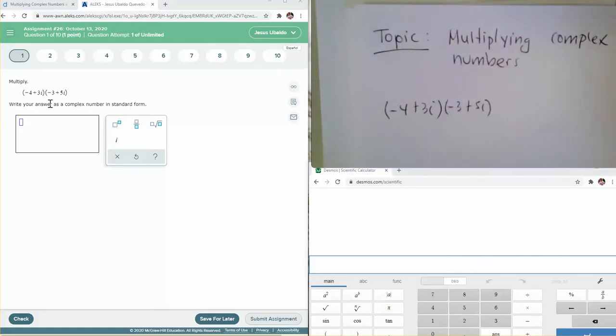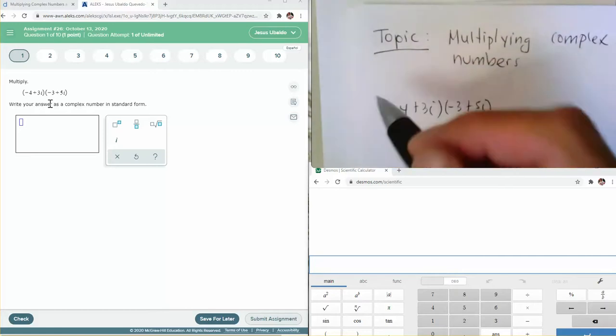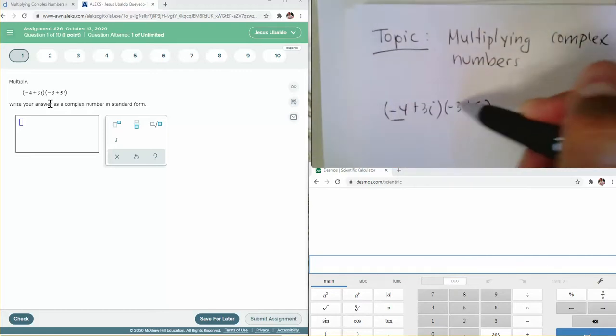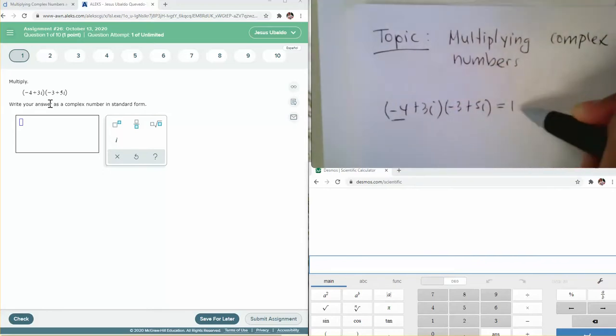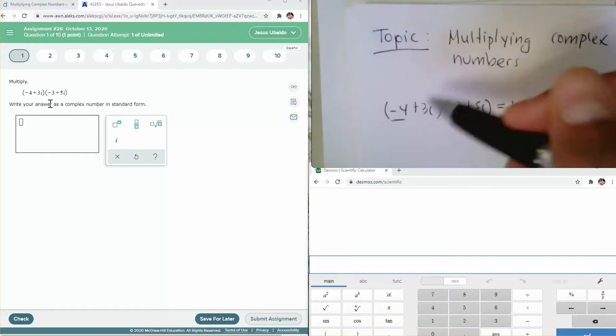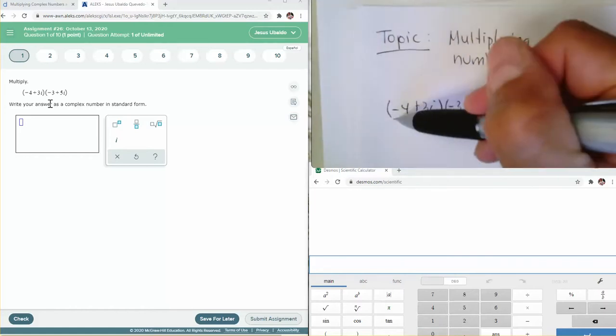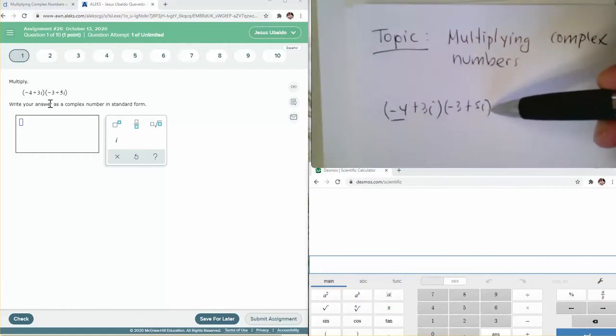Now we will use the distributive property. So we do negative 4 that multiplies the first number inside this parenthesis, which is negative 3. So negative times negative, we got a positive 12. Okay, 4 times 3 is 12, negative times negative is positive. Now this negative 4 multiplies the second element here, which is a 5. So negative 4 times 5, that's a negative 20i.